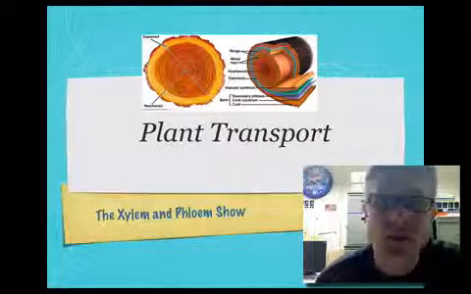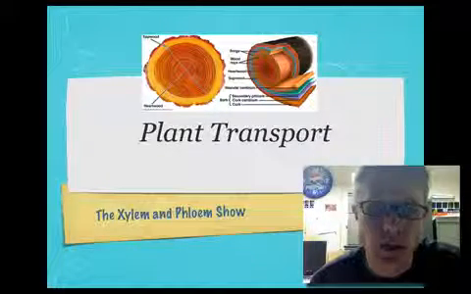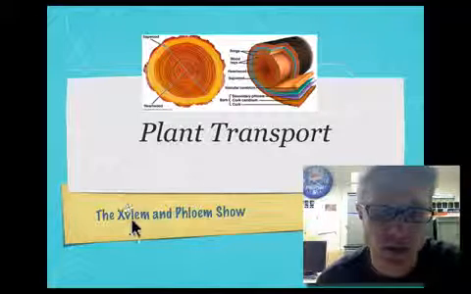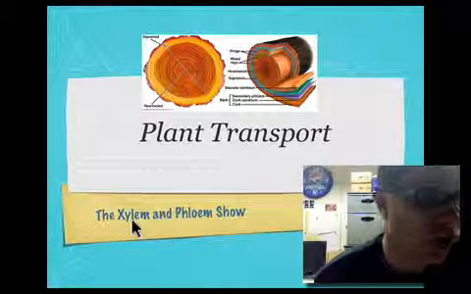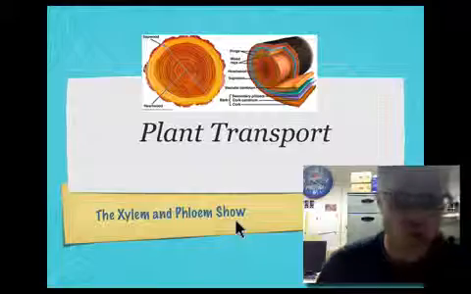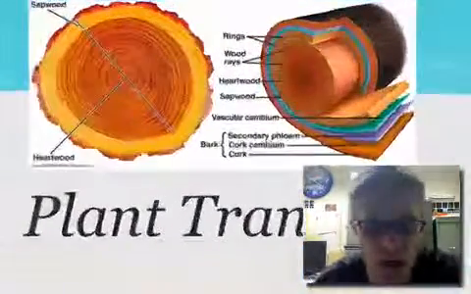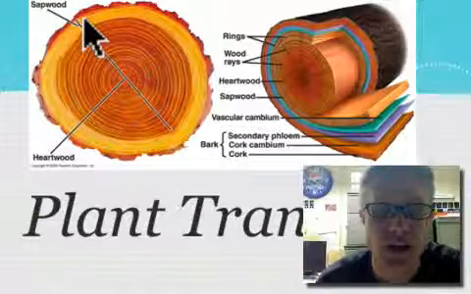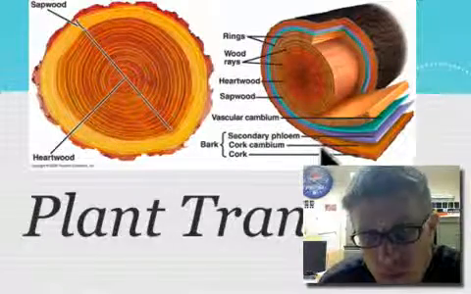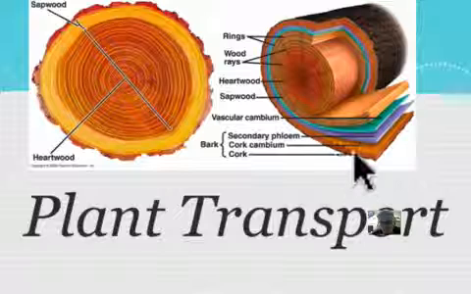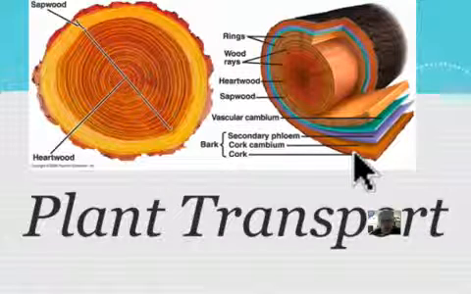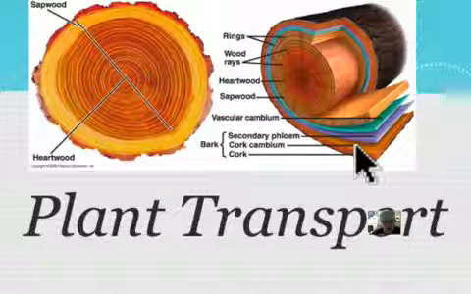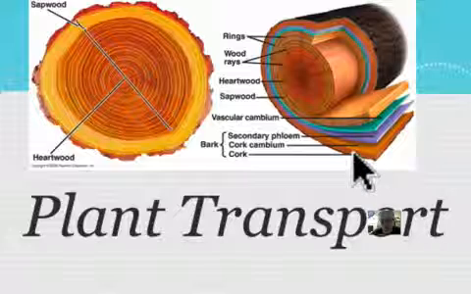So this is Mr. Anderson, and I'm going to do a little deal on plant transport, otherwise what I like to be known as the Xylem and Phloem Show. Anyway, as we look at a piece of wood, so we're taking it from the side, if we were to go from the outside of the tree to the inside of the tree, we've got cork on the outside, which essentially protects the tree. We've then got cork cambium underneath that, which makes new cork.